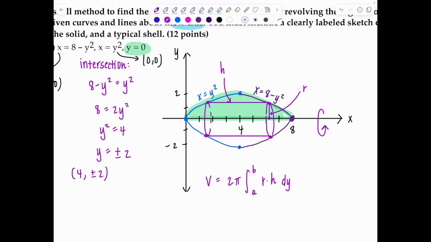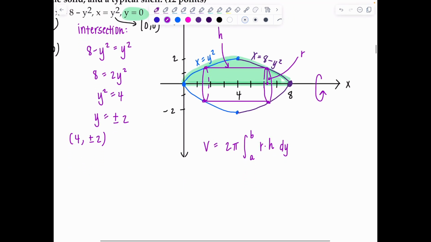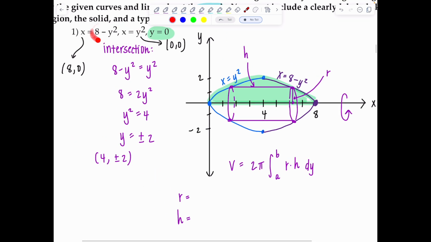Okay, very good. Now let's determine what r and h are. When doing cylindrical shells, the radius never involves the functions that bound the region. It's different than when you do discs and washers. The radius is going to be plain old x or plain old y, depending on what you're integrating with respect to. Sometimes there's a constant involved if you spin around something other than the x or y axis, but you're never going to have like y squared in there, okay?